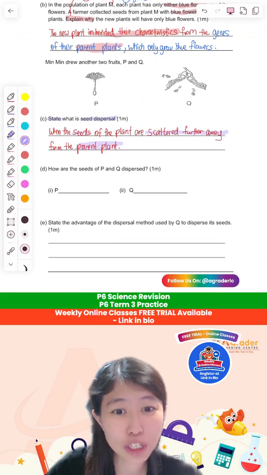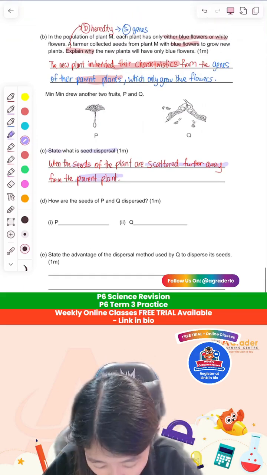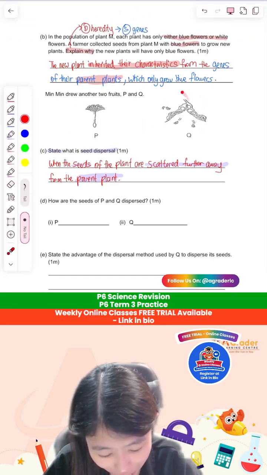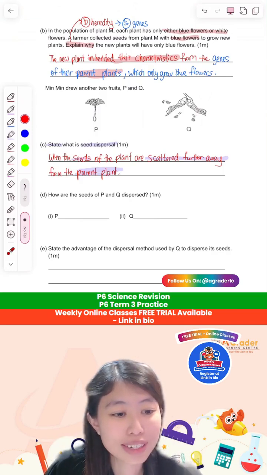Can y'all look at the diagram, look at the characteristics of the fruits, and tell me how you think fruit P and Q are dispersed?